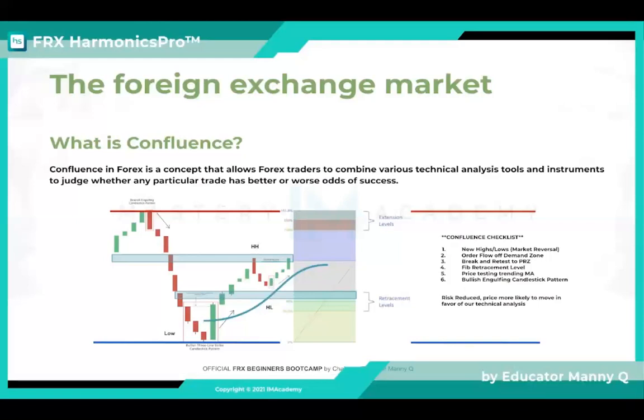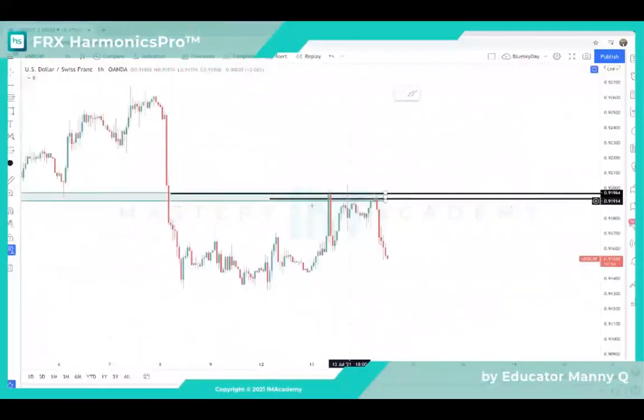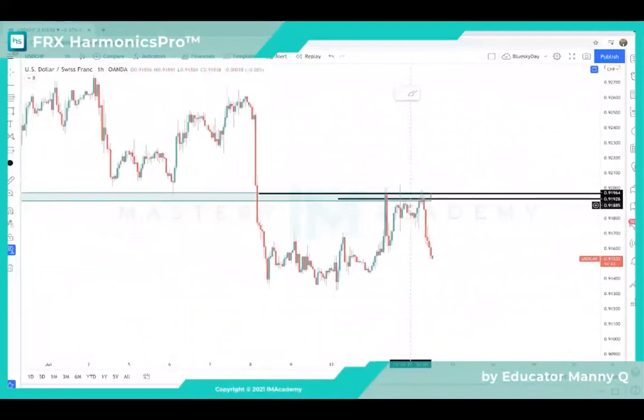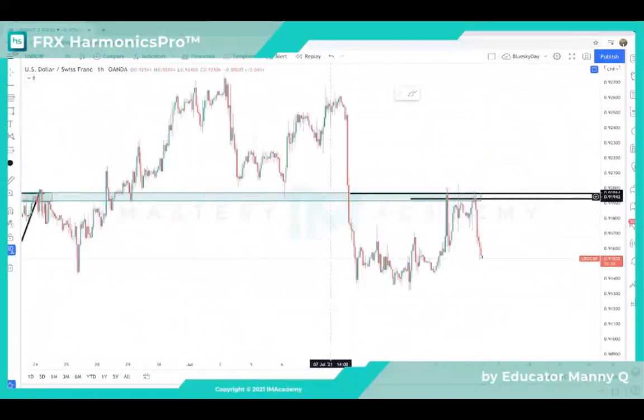By doing that, we now have 6 confirmations to enter the market. This helps us reduce our risk and states to us that price is more likely to move in favor of our technical analysis, ladies and gentlemen. Okay, that is confluence inside of the market. What you're seeing over here is confluence in the market, right? This is confluence. The market going from high, low, high, pulling back to a price reversal level.